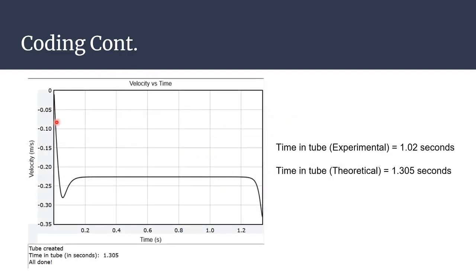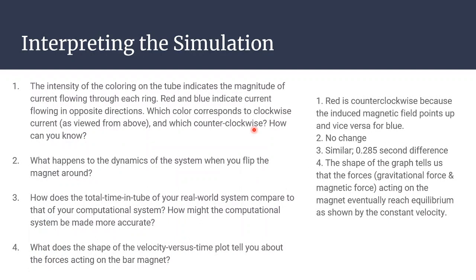So for my graph, I was able to get a graph that looked like this, and my time to be 1.305 seconds, which we see is pretty similar to my experimental value. And I also noticed that red would be counterclockwise for our current when viewed from above, because the induced magnetic field points up, and vice versa for blue. I also saw that the dynamics of the system don't change when I flip the magnet around.